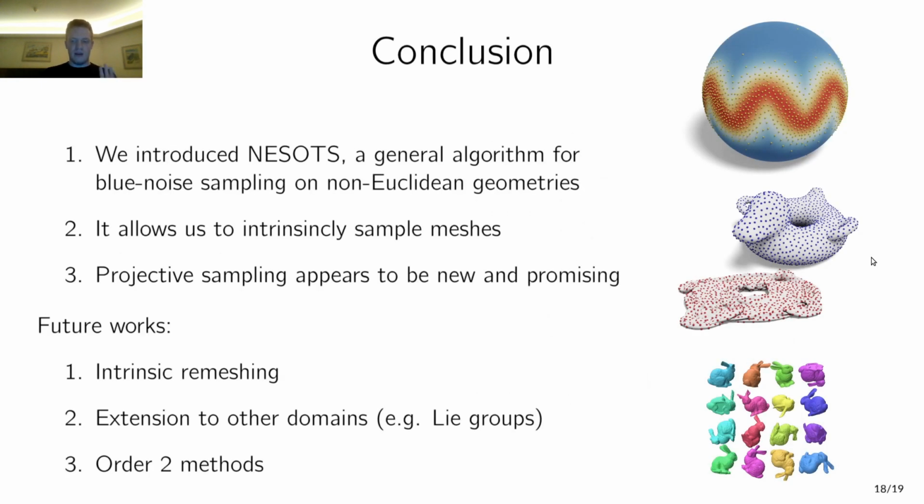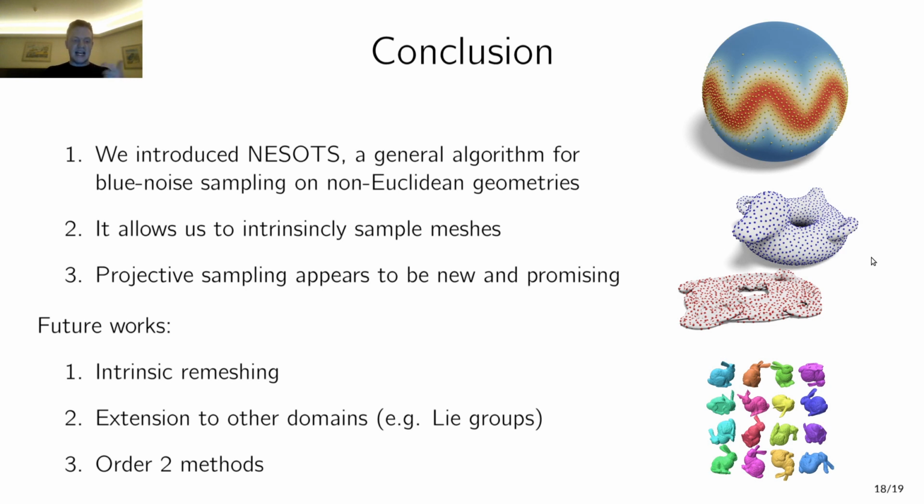And so now, if we want to conclude, we introduced Nicolas, which is a very general algorithm to sample any density in any dimension on the sphere, the hyperbolic plane, and the projective plane with blue noise quality. Okay, and it allows us to intrinsically sample meshes. And also, projective sampling appears to be really new and promising for many geometric tasks.